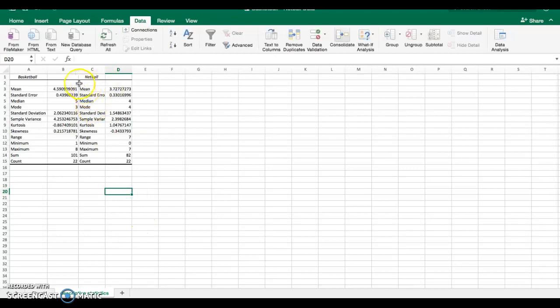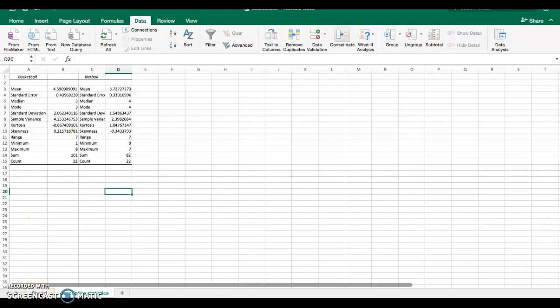Okay, so from here we can see that the mean is bigger on the basketball side, meaning the basketball shots are more successful. And then the other patterns on this data set are also bigger on the basketball side, therefore meaning the shots are more successful.